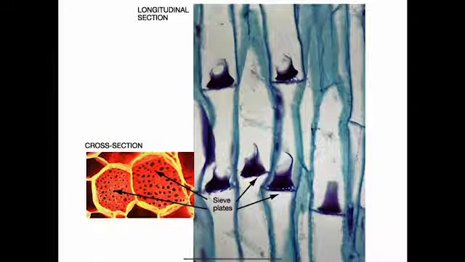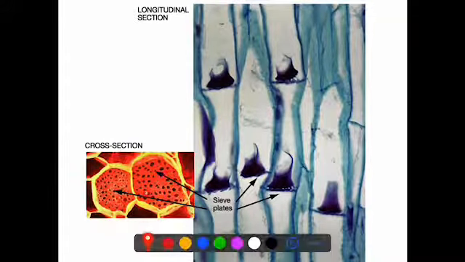If we look at micrographs, here you can see these are the sieve plates with their perforations. Okay. And when we look at it in longitudinal section, there they are. You can see the little kind of holes going in. This purple is caused by dye that is being drawn up in the plant.